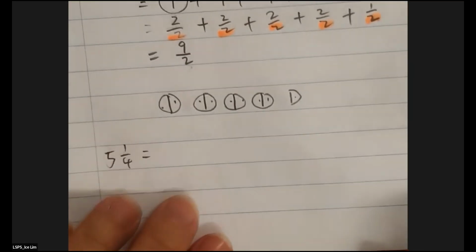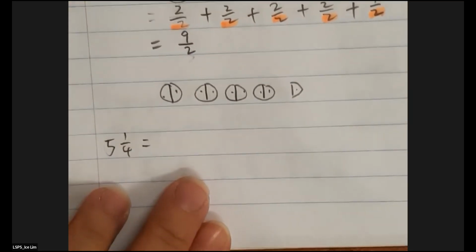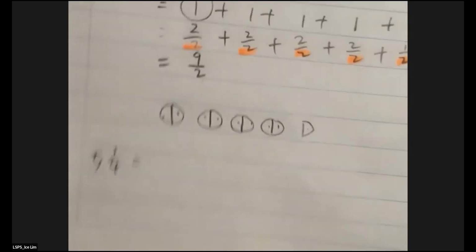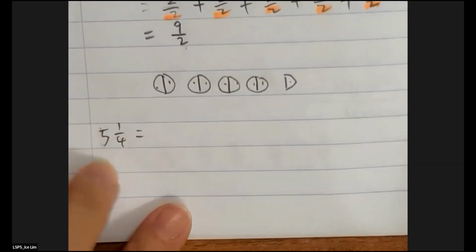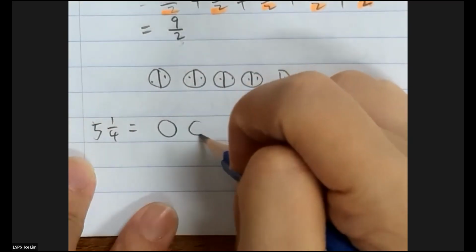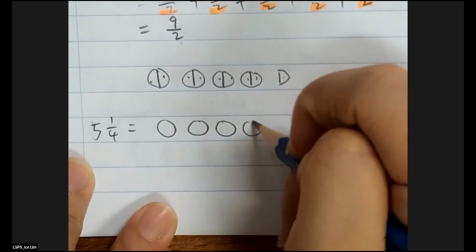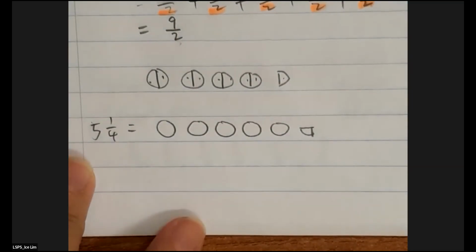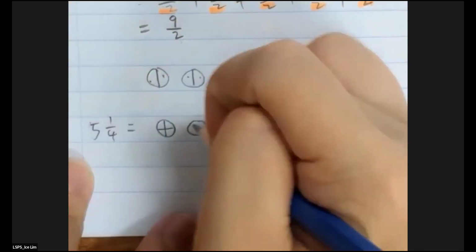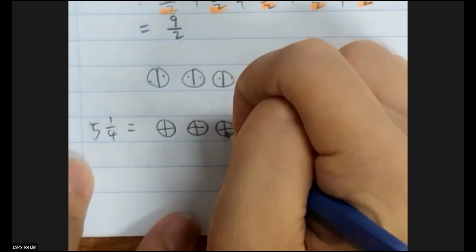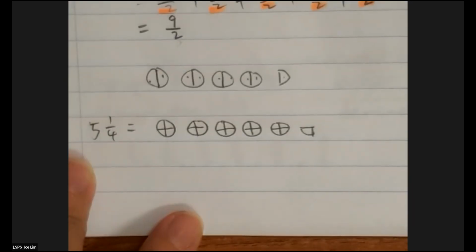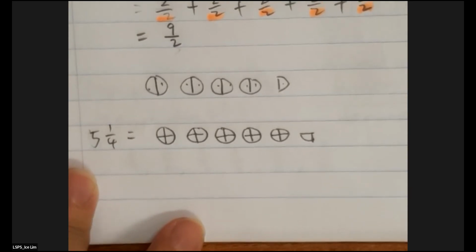If I really cannot remember the steps to do, what can I do? I can really just draw 1, 2, 3, 4, 5, and 1/4. I cut them all into quarters. I won't cut into other sizes of slices, because it will be confusing.